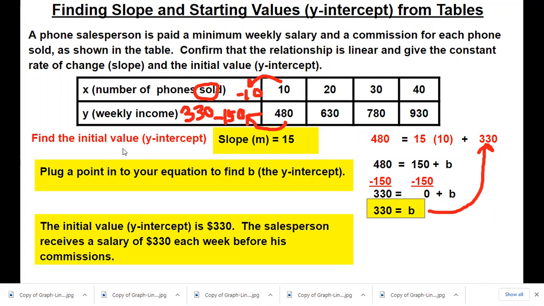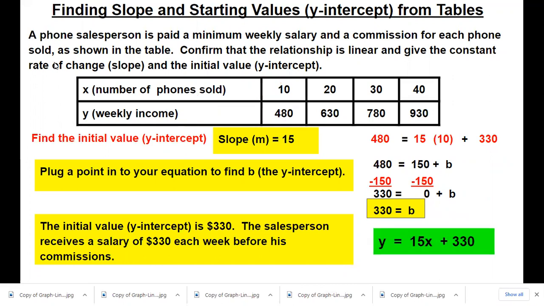So this salesperson, in the context of this problem, receives a salary of $330 each week before his commission. So he's a guy that gets a $330 check every week, no matter what. And then if you come in and buy a phone from him, he gets $15 for you buying that phone. So if 2 people buy a phone from him, he gets $30, right? 3 people buy it, he gets $45 plus his regular salary of $330. That's how sales commissions work.